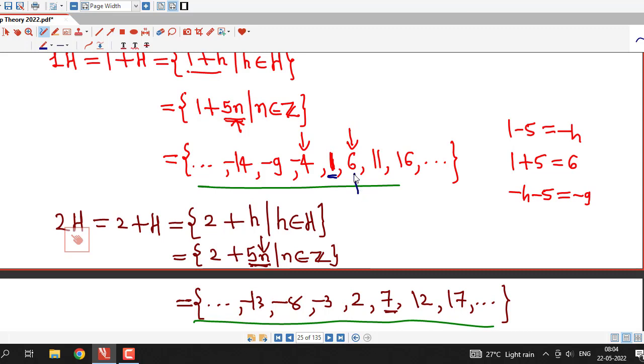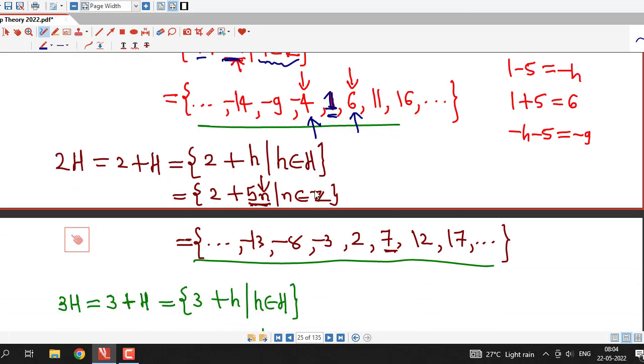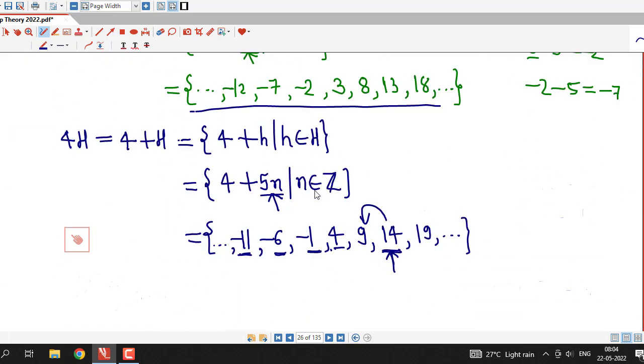To write down the succeeding element, add 5. To write down the previous element, subtract 5. And you can write one element by taking a particular value of n. So if I take n equal to 0 here, I will obtain 1. So I require only one element, then I can write down the whole set by adding 5, because the difference of any two succeeding elements is always 5 in all these left cosets.